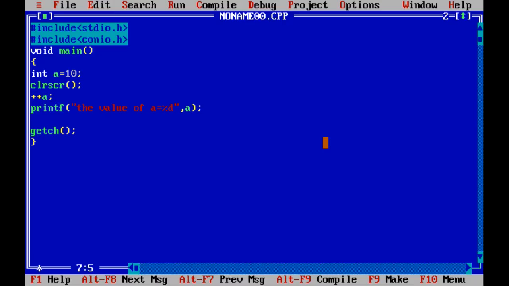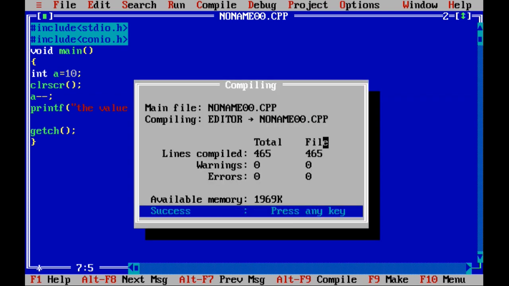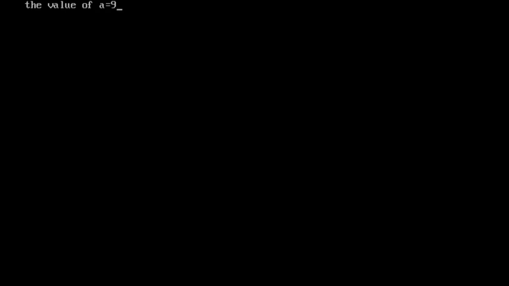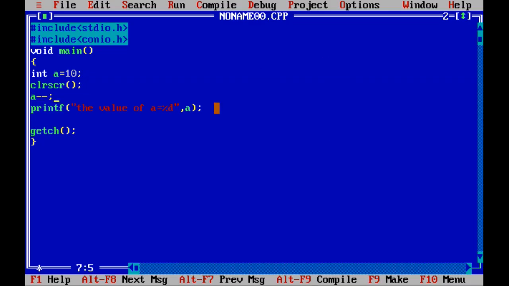Similarly, I'll go to the decrement operator also. A minus minus. Now you tell me, if I compile, what is the value of A now? You'll get 9. This is a very important point you need to notice. Minus minus is decrementing by 1 and plus plus is incrementing by 1. These are the things you need to remember. I think this concept is clear to you.